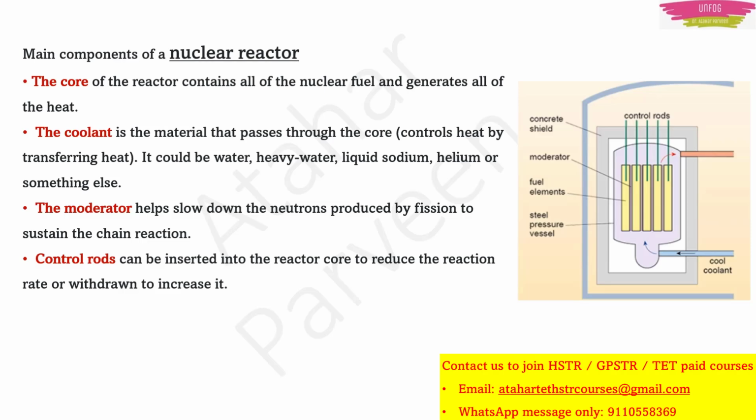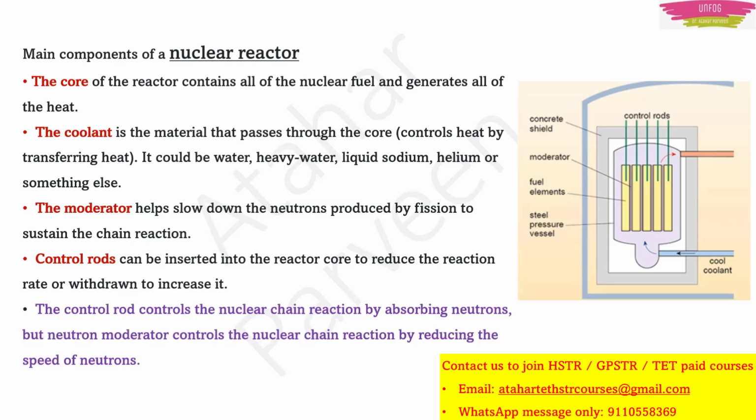Now we are saying that the moderator is also controlling the nuclear reaction and control rods are also controlling the nuclear reaction. But there is a difference. Control rods control the nuclear chain reaction by absorbing neutrons, but a neutron moderator controls the nuclear chain reaction by reducing the speed of neutrons. This is the difference between moderator and control rods. Basically both control the speed of the nuclear chain reaction.